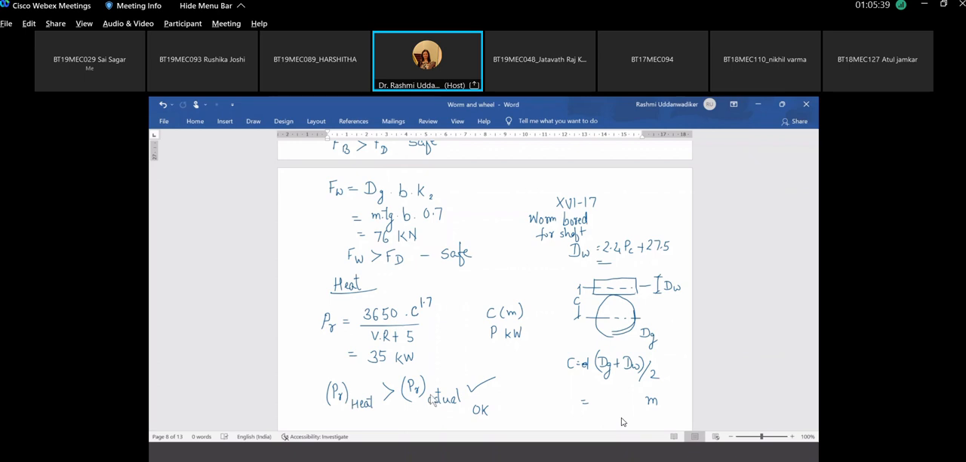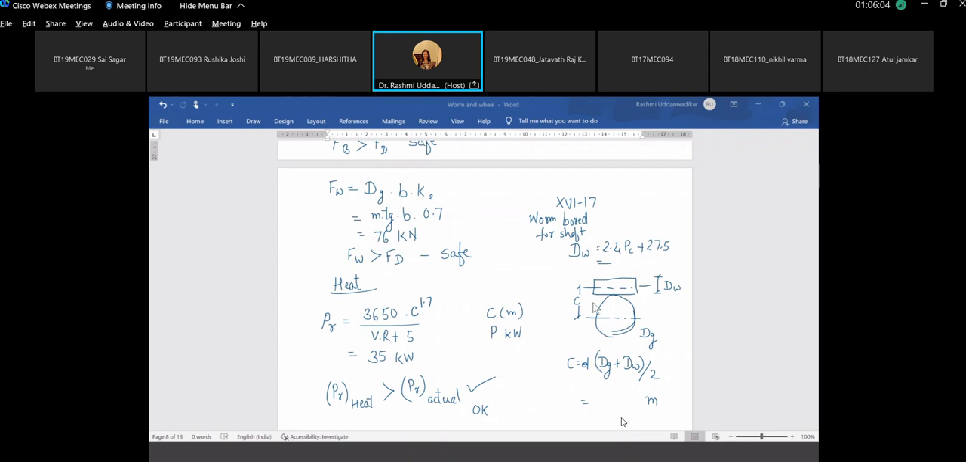What if this comes out to be less? Our actual rated power is 33.3 kilowatt. Suppose this comes out to be less than that, say 28 kilowatt. What will you do? Manas, increase the dimensions? Yes.